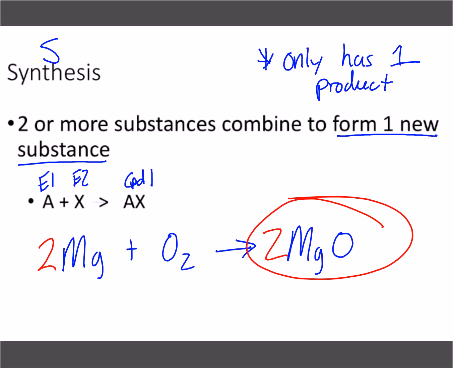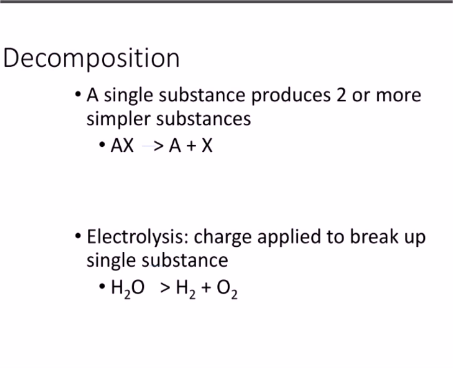The next type is the opposite of synthesis. Synthesis means building up. The opposite would be decomposition, which is like tearing down or breaking down. Excuse me. So decomposition, we can abbreviate that with a capital D. It's where you have a single substance. So you have one reactant is all you have. And it produces 2 or more, and the key here is simpler substances. All right, they're simpler substances than what you started with.